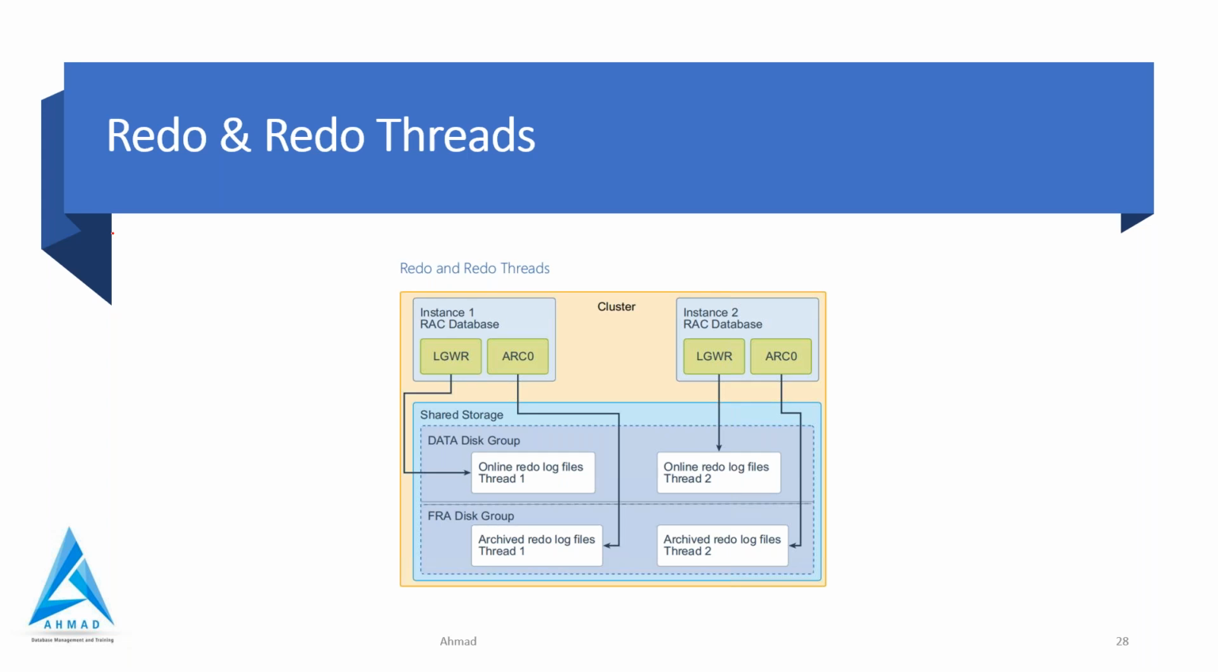So in a RAC database, all redo log files reside on the shared storage, because readable is allowed between the instances, but writable is not allowed between the instances. Clear, guys?